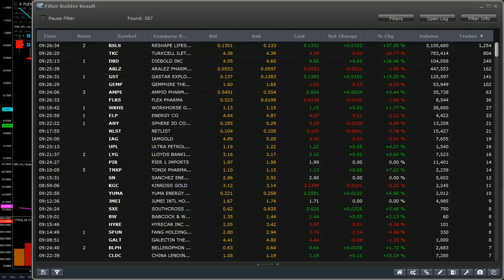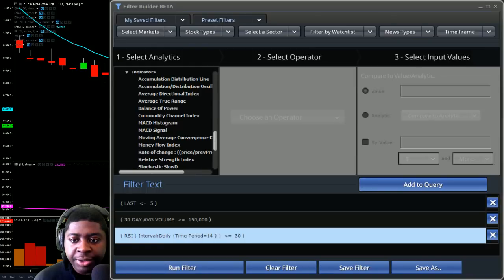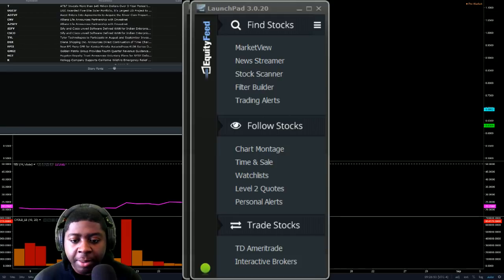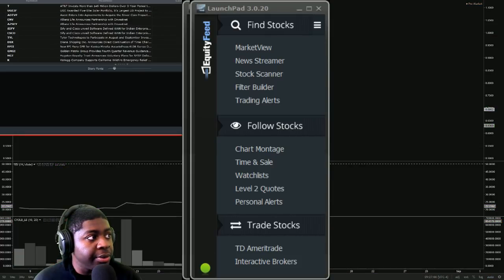Now let's go over the news. I'm going to go ahead and exit out a couple of these, because I want to go over the news and how to use news. So let's do the news streamer, because the news streamer itself is incredibly extensive as well. And the bell is going to open up in just a bit.